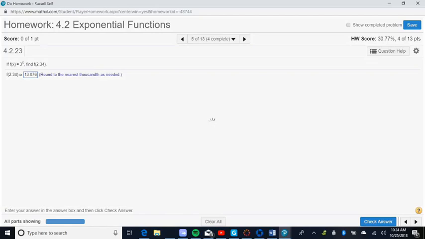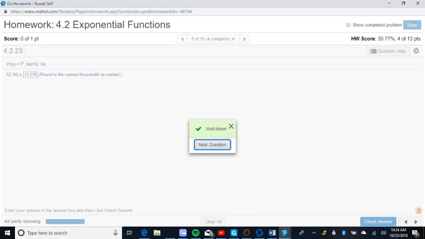Let's put that in there and make sure I got it right. There you go. So if you have a decimal, then you're going to have to use the calculator. So if you're getting used to using the calculator to do your exponents anyway, then there you go.